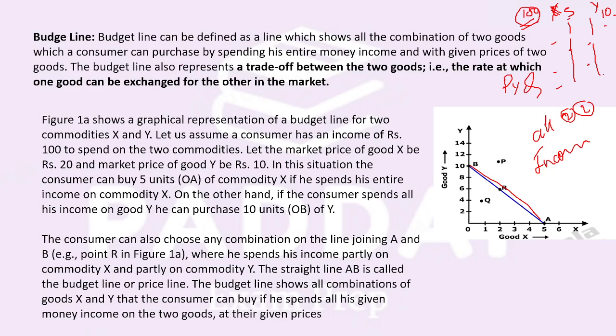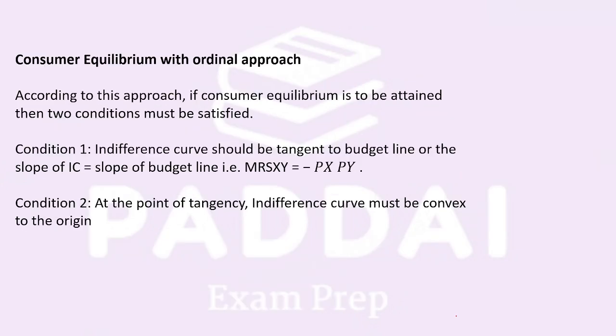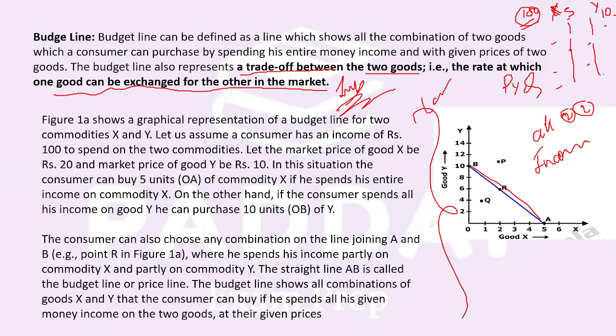A budget line also represents a trade-off between two goods, that is, the rate at which one good can be exchanged for another in the market. Important line, this can be asked in exam. So this is the explanation for the graph given here. That was consumer equilibrium with the cardinal approach.